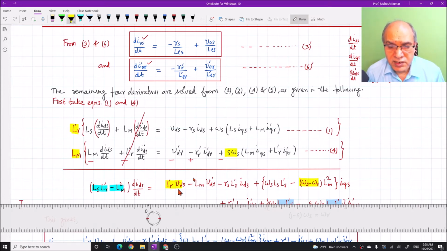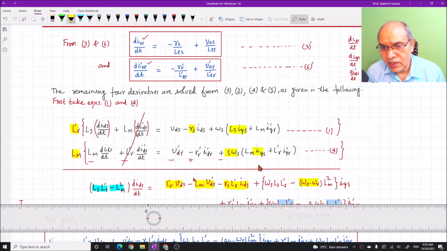Then we will look for the other term, that is the VDR'. It becomes minus LM into VDR'. Then the IDS term is from here, so minus RS LR' into IDS. And then the IQS term is there. The IQS term is from two components: one is from the first equation and the second is from the fourth equation.